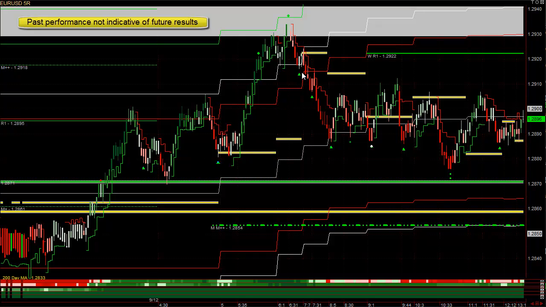I wouldn't have bought right here because it was so far above the point of control. During the next hour, it was underneath there, so we would have been looking for a sell here. We would not have had that buy here, and so forth. So underneath the point of control, the systems of the future will not be looking to buy because they're lower odds trades. And that's it for today's blog video.